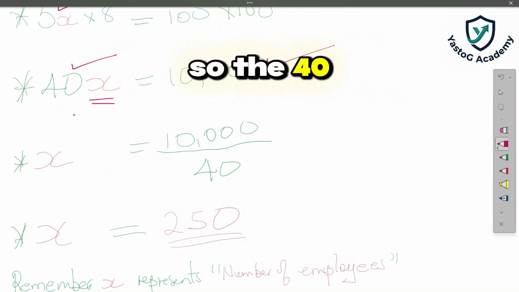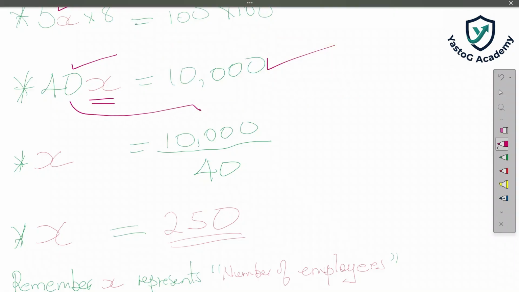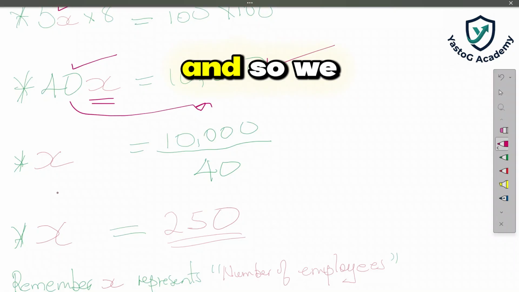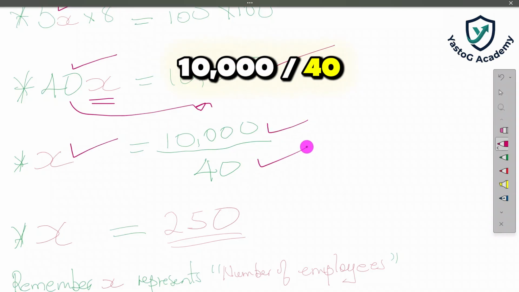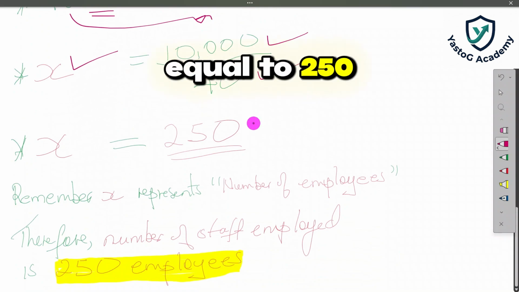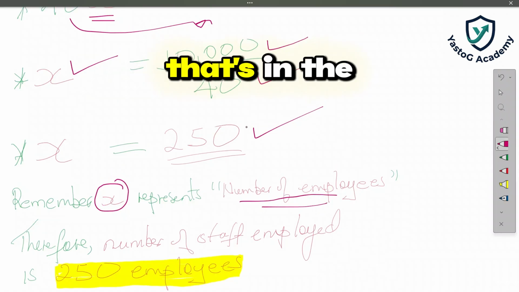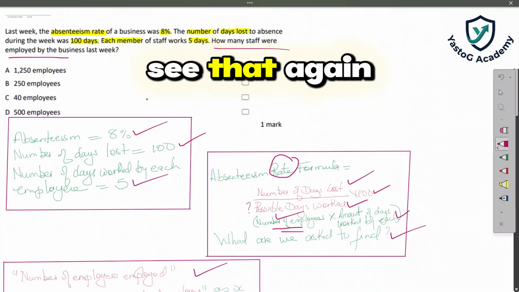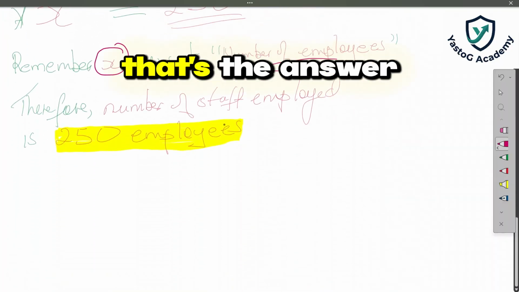So the 40 goes here. So we're now left with the x, 10,000 divided by 40. And that gives us x is equal to 250. And remember what that x represents? The number of employees. That's in the question. You can see that. And so that's the answer.